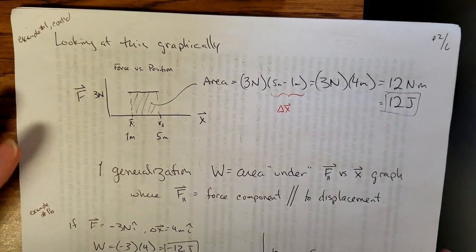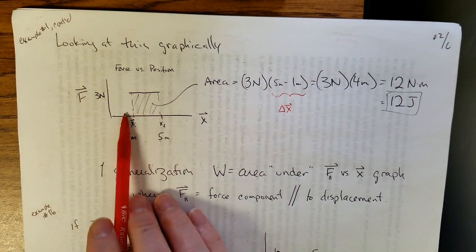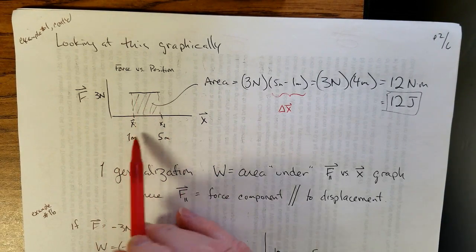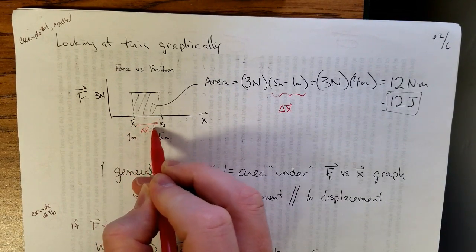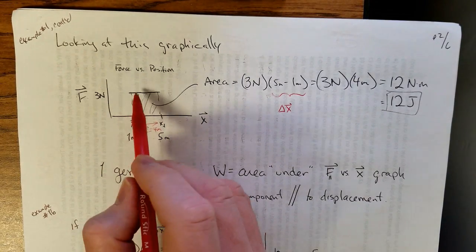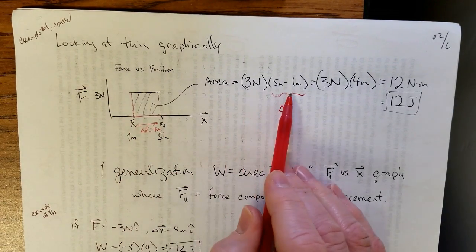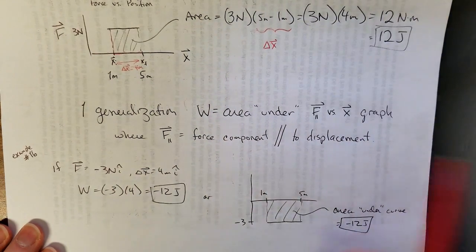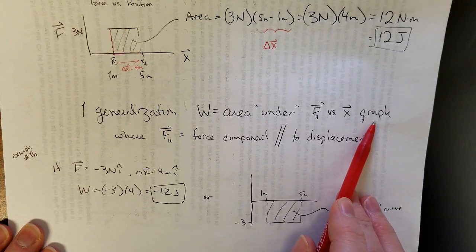Let's take a look at it graphically, because this is going to lead towards the more general solution. So looking at this graphically, we have a constant force, so it's a flat line with respect to position, and I just picked two numbers here so that my displacement is equal to 4 meters. If we look at the area of this curve, my base is my displacement and my height is force, and I multiply it out and I end up with 12 joules. Not a coincidence. So we can generalize that the work is the area under the force times position graph.